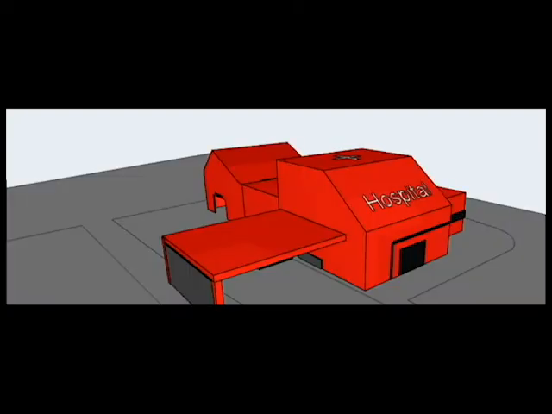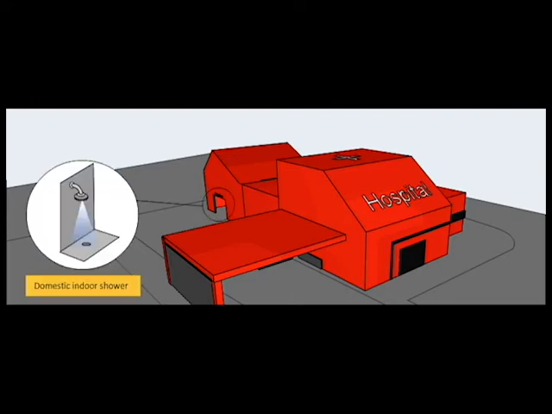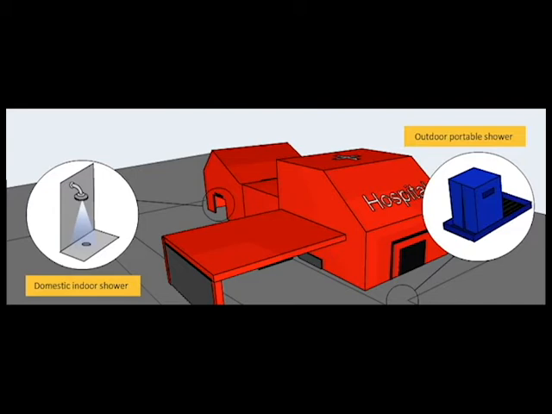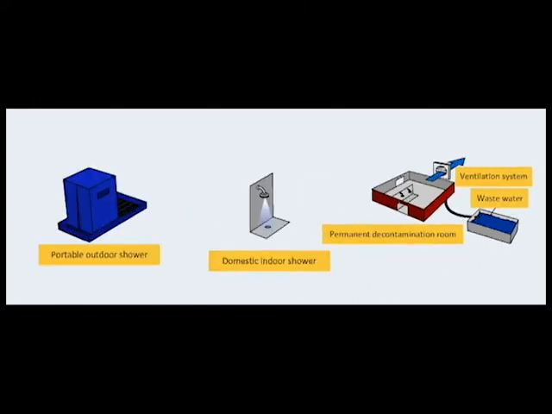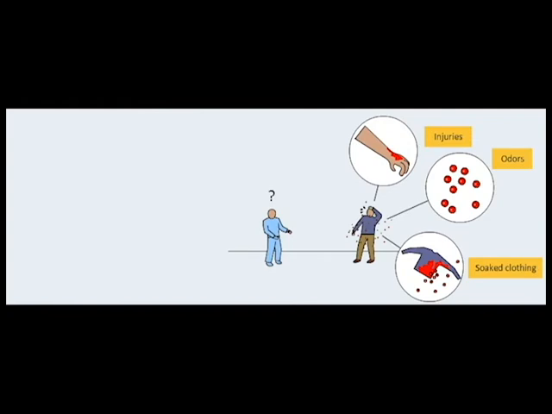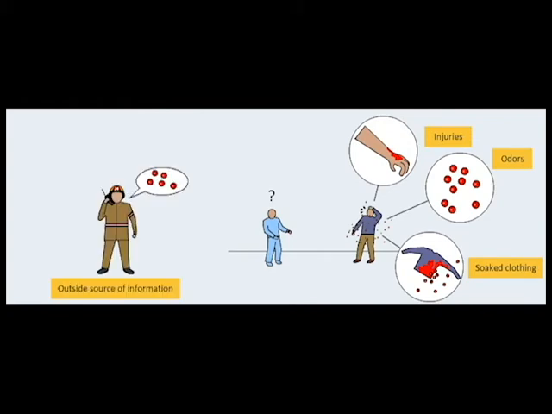If a shower is indicated, the Decon unit leader decides where it is safest to perform. The options usually include indoors in a domestic shower or outdoors in a portable decontamination system. Another option is inside in a permanent decontamination room if it is available. Make this decision quickly utilizing information gathered from the initial patient interview and from outside resources.